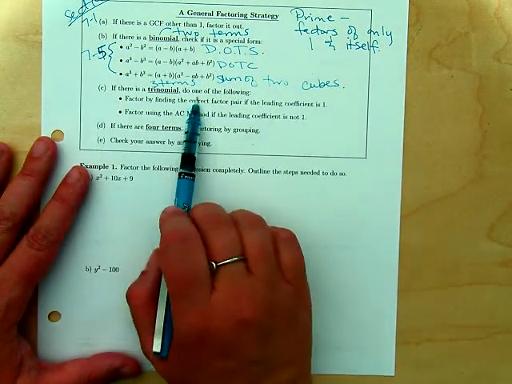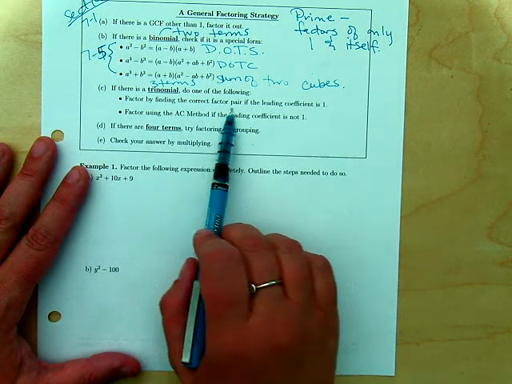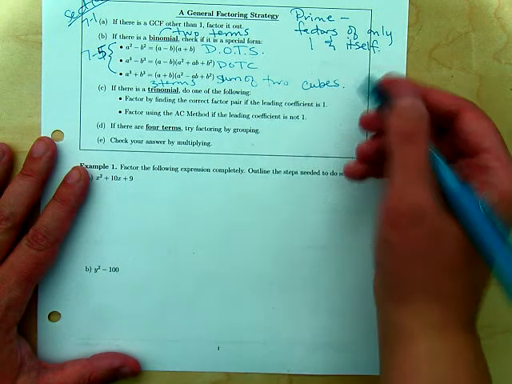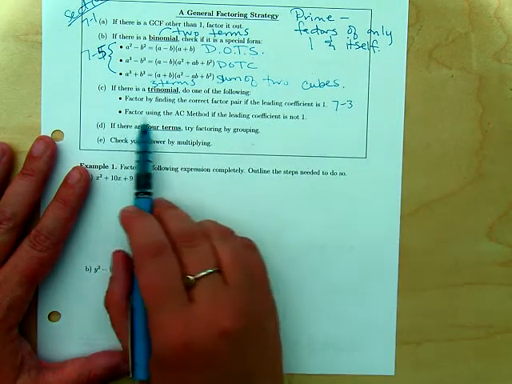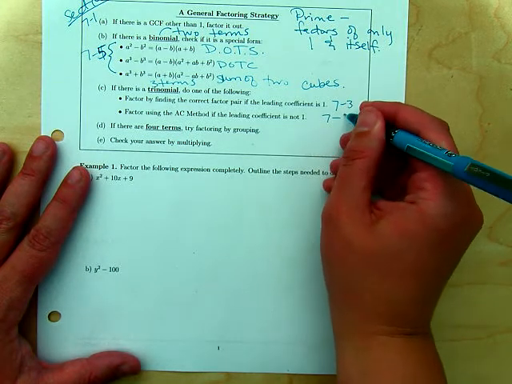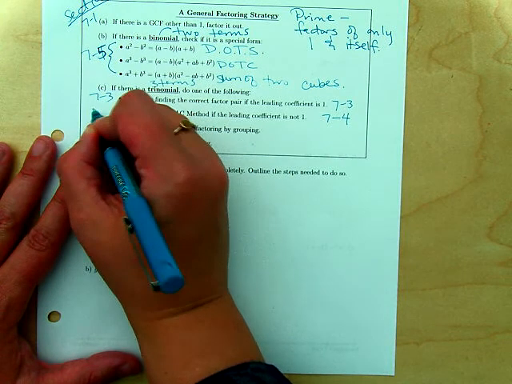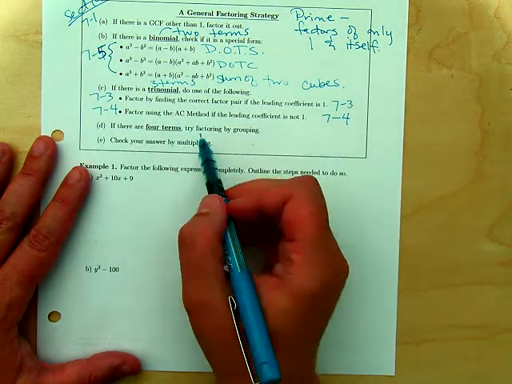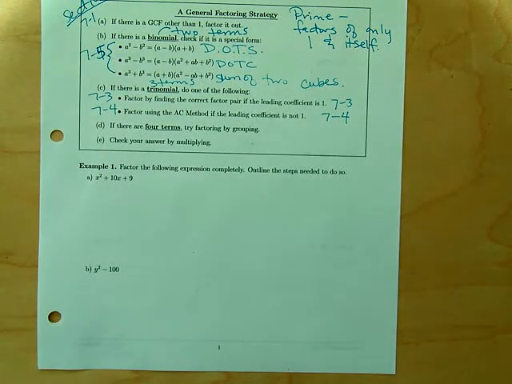If there's a trinomial, we can do one of the following. Factor by finding the correct factor pair. That's what we learned in 7-3, if the leading coefficient is 1. Using the AC method, that was in 7-4. Maybe I should put it over here, 7-3, 7-4. And actually, I would even add something to this list. Is there anything that you can think of? Are there any special trinomials that we learned about?